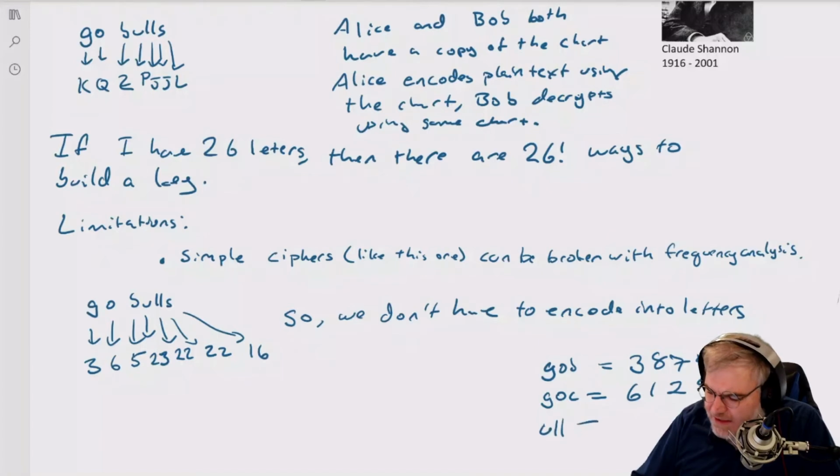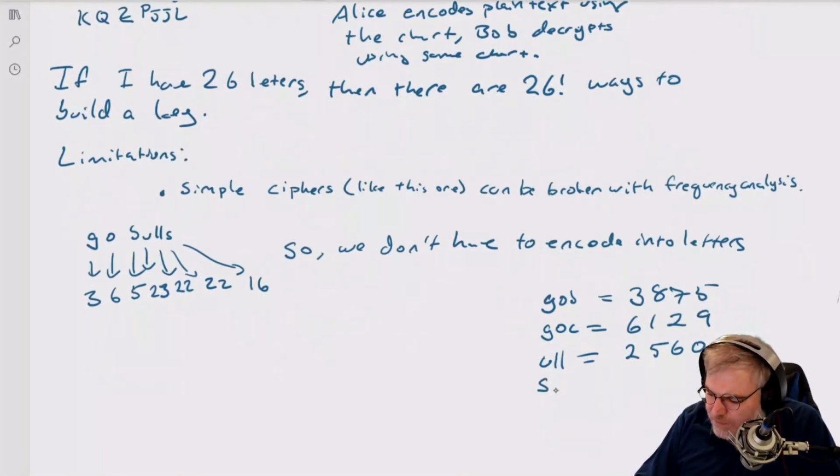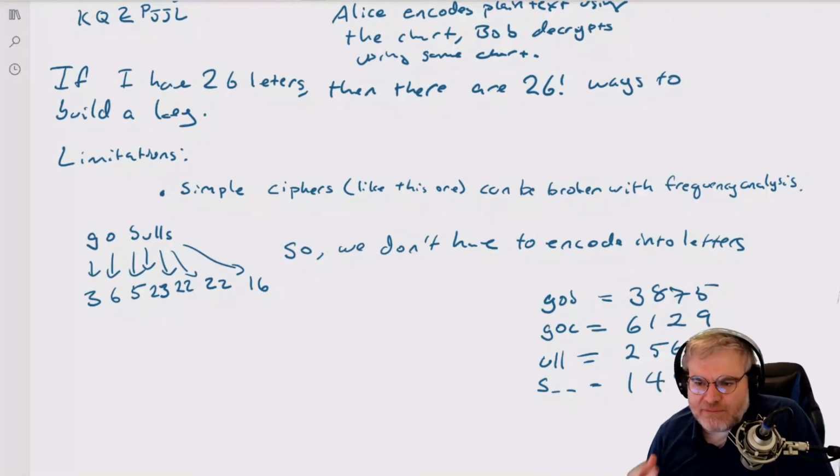ULL is somewhere way down on the list, and it's 2560. And then S with a blank blank is the same thing as 1,492. So I can make these extremely sophisticated.